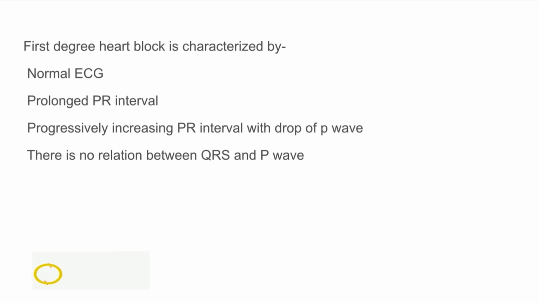First degree heart block is characterized by prolonged PR interval. This is a very simple question.